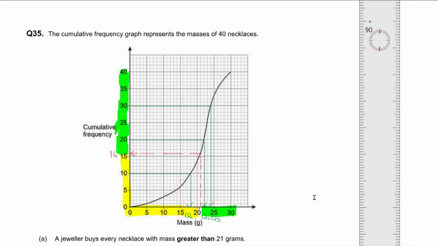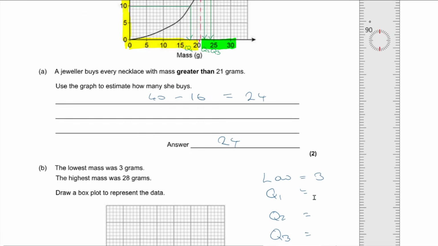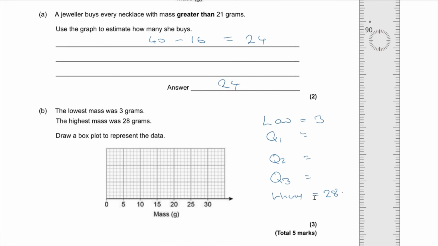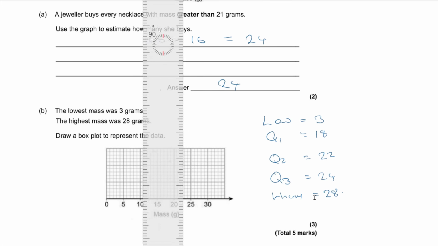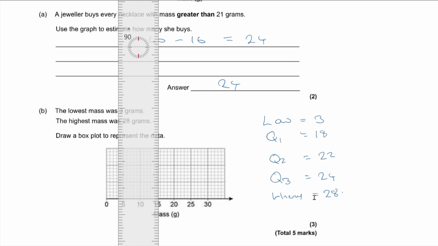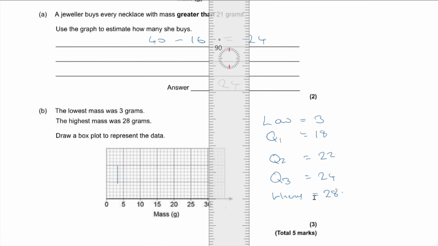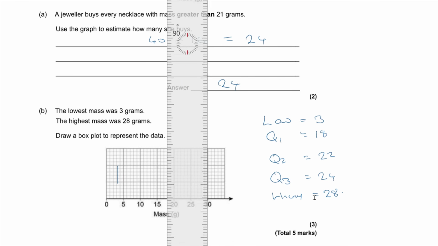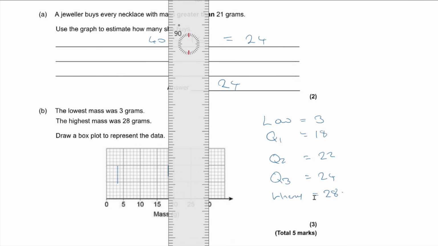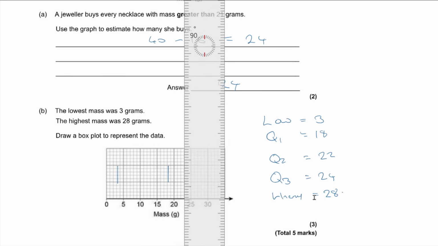So 18, 22, and 24. So I've got Q1 at 18, Q2 at 22 and Q3 at 24. Okay, so then once I've got all my values, I can then draw the box plot. Okay, so I'm going to have a line at 3. I'm going to draw a line at 18. I'm going to draw a line at 22.